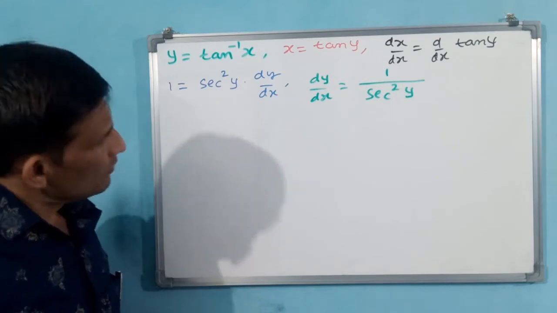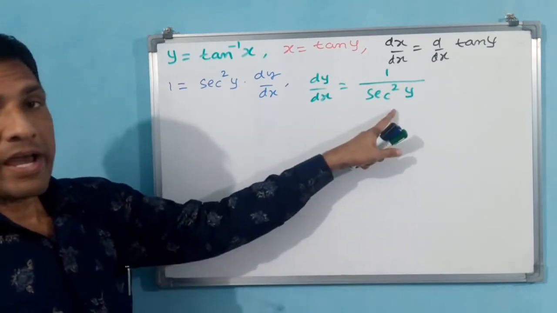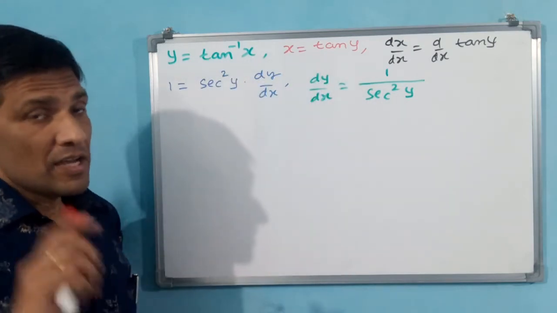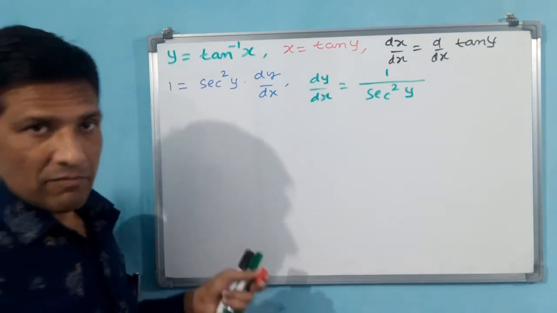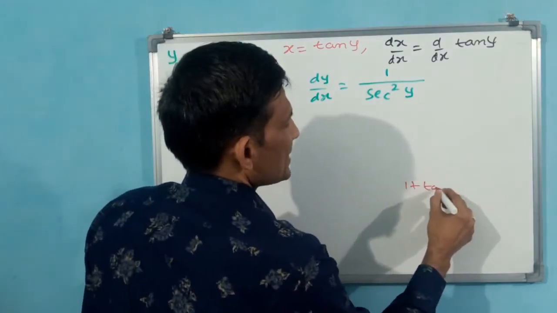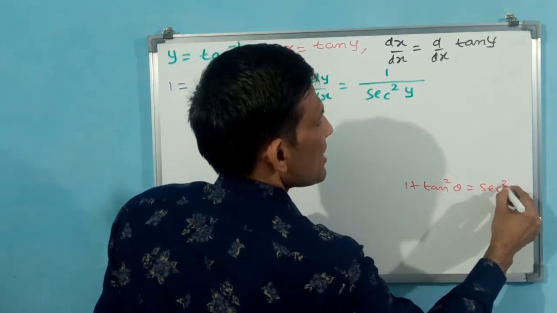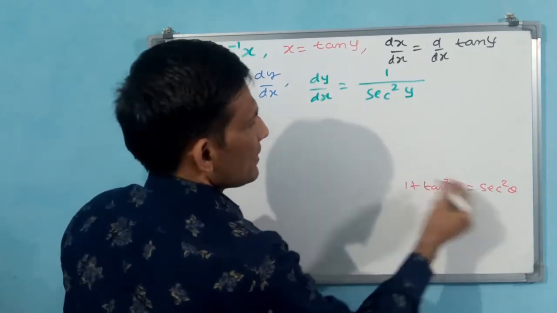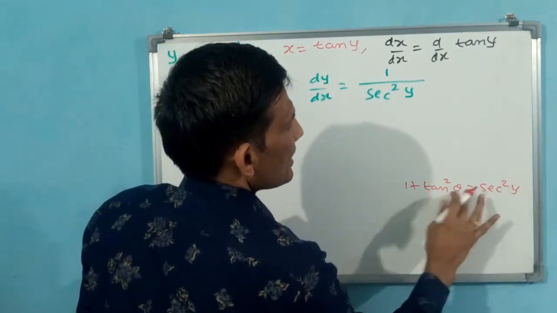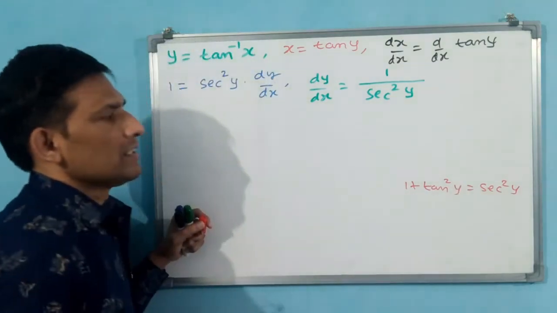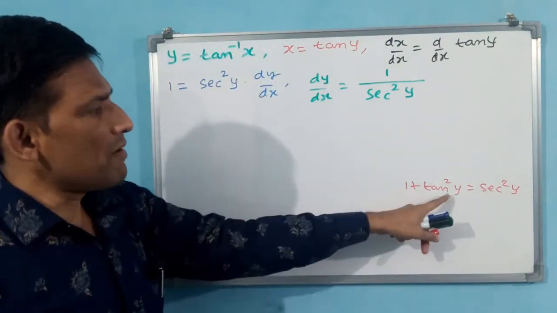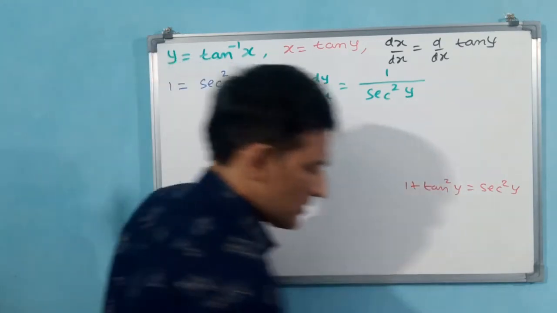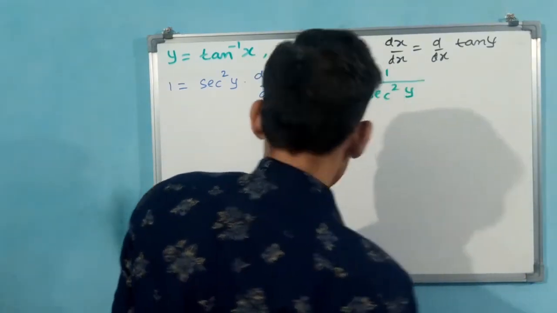Now you proceed further. Why? Because secant square y cannot be substituted directly, since secant to tan is not going to give any result. But you can convert secant square into tan. What is that? 1 plus tan square theta is equal to secant square theta. That means I am writing secant square y as 1 plus tan square y. Why? Because tan of y, tan inverse x, is going to come. Let us proceed further.